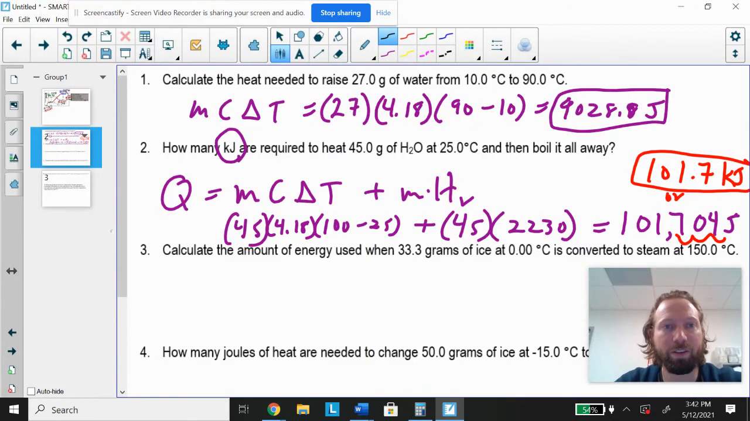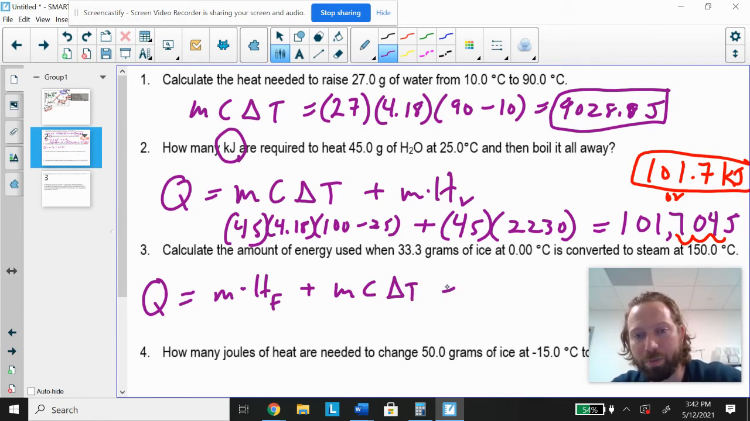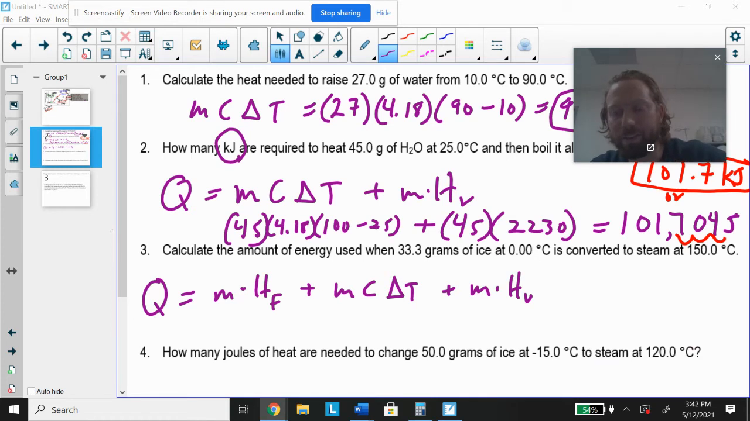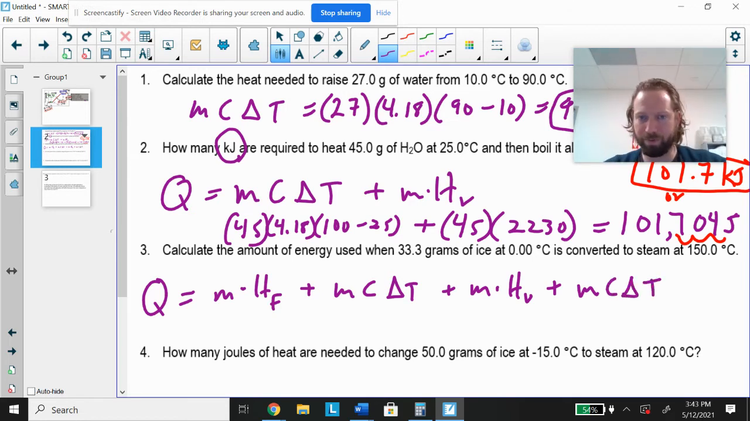So we're going to take a look and add these. So it's going to be Q is equal to, first, the heat of fusion, that flat part, plus m times c times delta T, which is going up from 0 to 100, plus the heat of vaporization formula to vaporize the liquid water. And lastly, we're going to do another mc delta T to go from 100 up to 150. And then we plug it in.